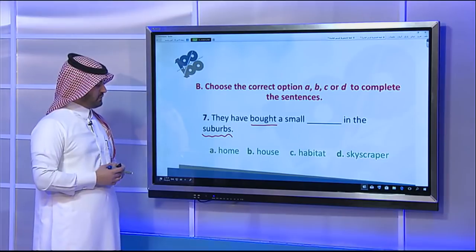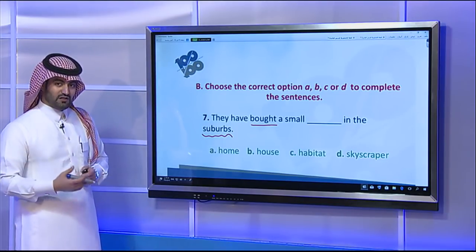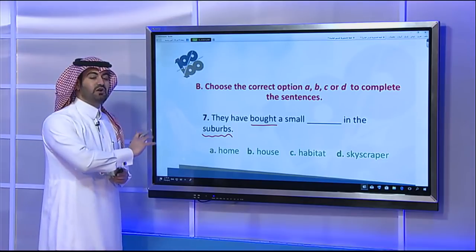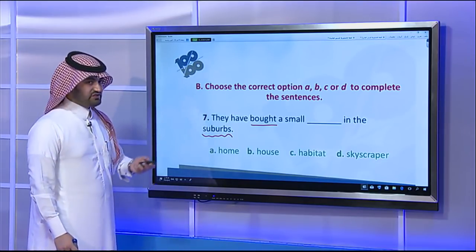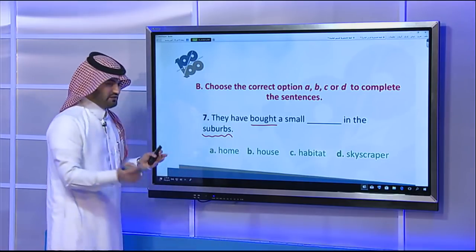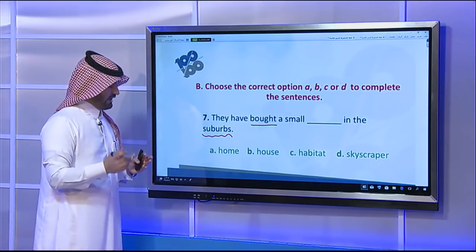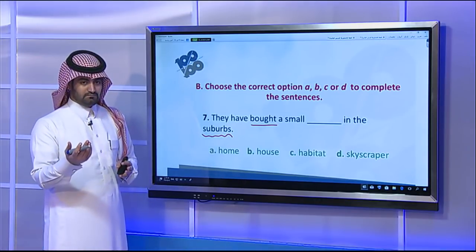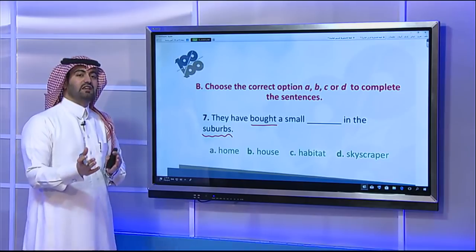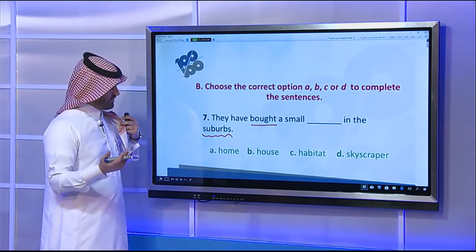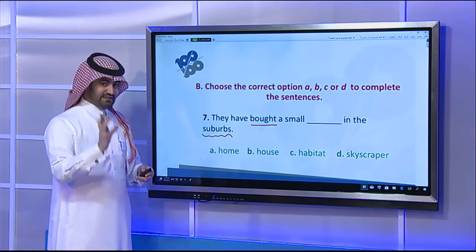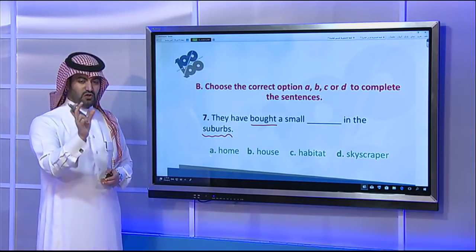They have bought a small home in the suburbs, a small house, a small habitat, or a small skyscraper. We have to know what these words mean to reach the final answer. Home could have the same meaning as house, but when they come together they have different meanings. I cannot say, I will buy home, because home sometimes refers to the country. I can say I'm going home, but I cannot say I'm going house or I am buying home. I am buying a house. Home could mean country, or I can use it as a house, but only if it comes after the verb go: I'm going home.